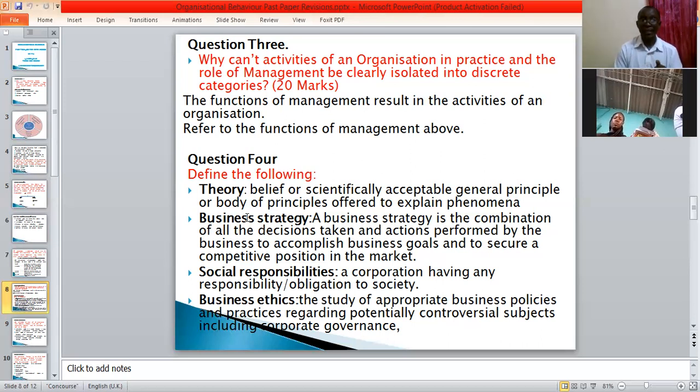Social responsibilities. Most of the time we hear of corporate social responsibilities. Now, social responsibility means a corporation has a responsibility or obligation to the society. So we are talking about the societal obligations that an organization has.